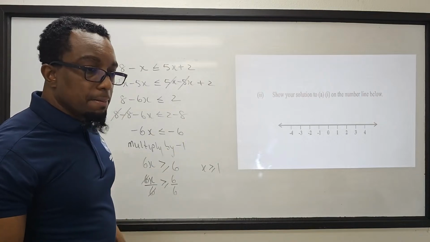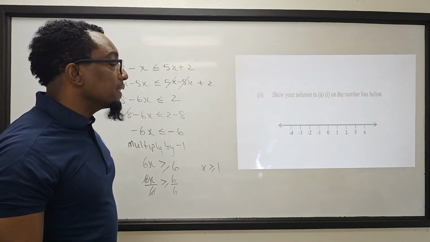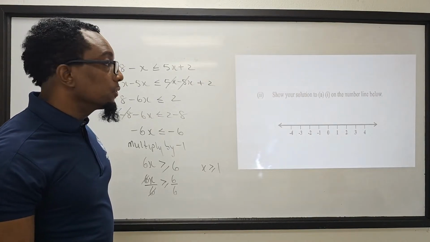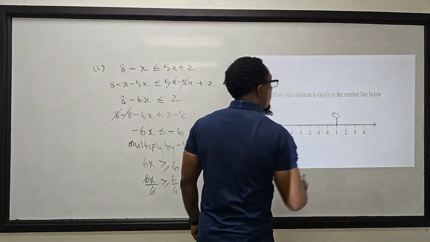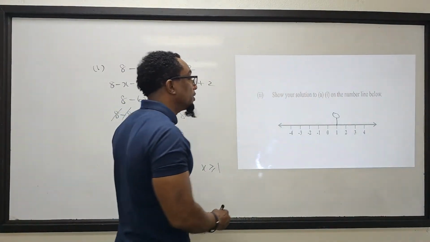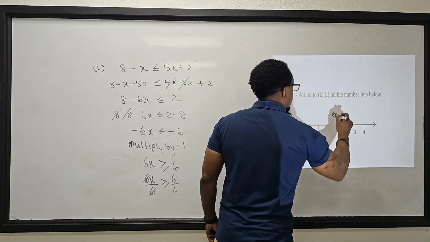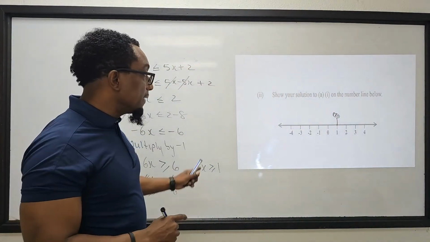So let's show it on this number line given here. So we're going to show it on the number line. X is greater than or equal to 1. How are we going to show that? At 1, draw a line up, put a circle. If it's greater than or equal to or less than or equal to, we shade the circle, which means I'm considering 1 and everything that is greater than it in this case.